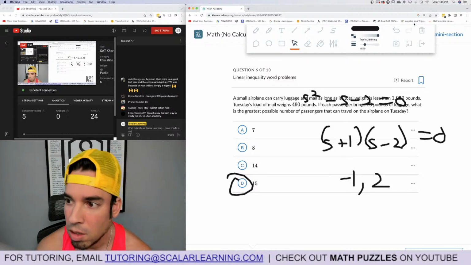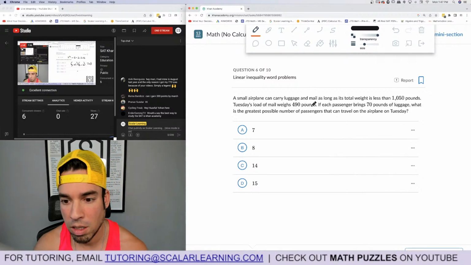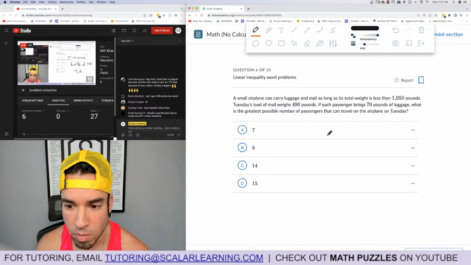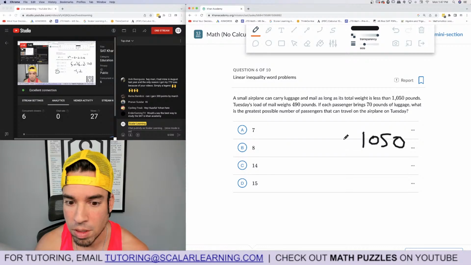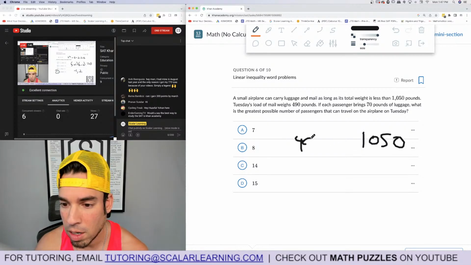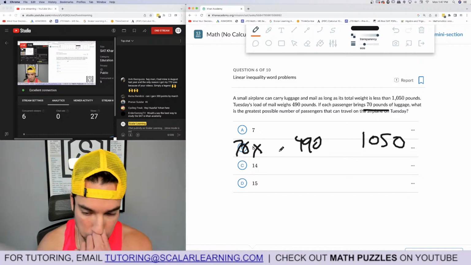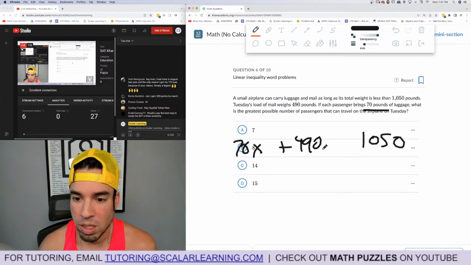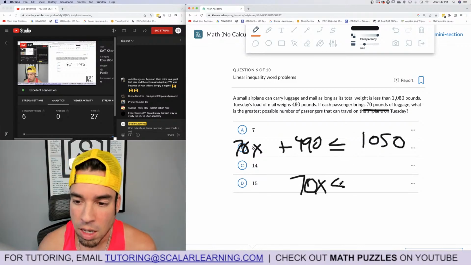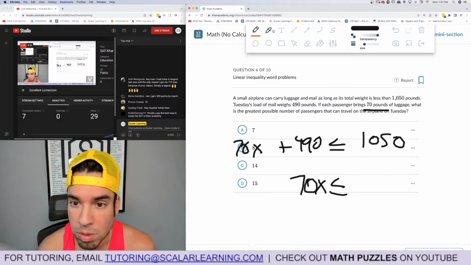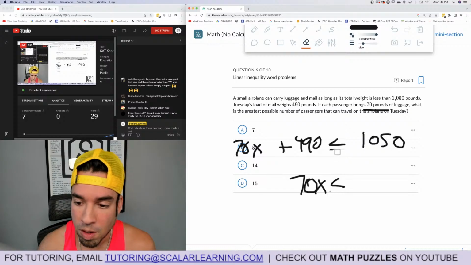Okay, number 6. A small airplane can carry luggage and mail as long as its total weight is less than 1,050 pounds. Today's load of mail weighs 490. Each passenger brings 70 pounds of luggage. What is the greatest possible number of passengers? Okay, so 70x plus 490 has to be less than 1,050. It says less than, not less than or equal to. Whoops. Let me erase that here.